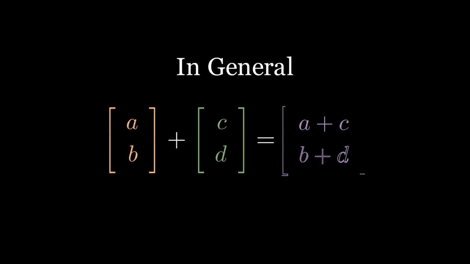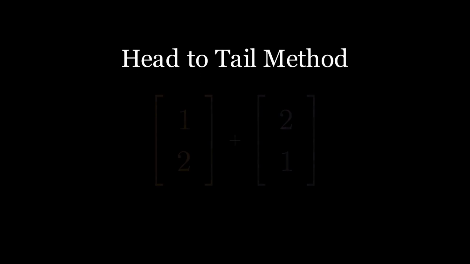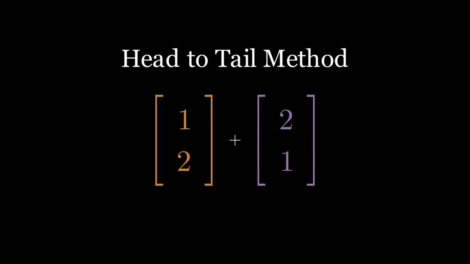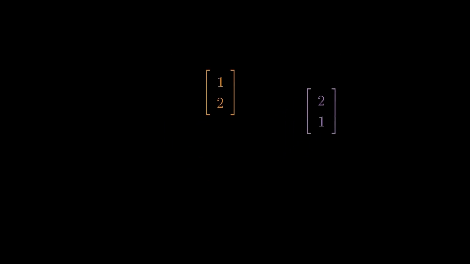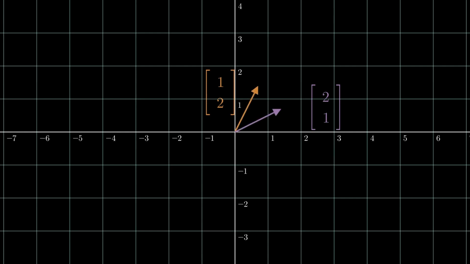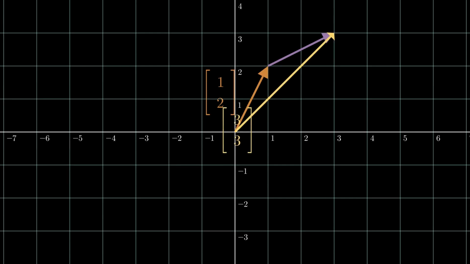So in general, when we add vector columns, we assume that they are real numbers and obey the algebraic rules of addition. Let's do one more example of the tip-to-tail method with two vector columns, 1, 2, plus 2, 1. As these have two entries, we assume that this is the real plane, or R2. We're going to add the tail of the purple vector to the tip of the orange vector and form a triangle, which is the tip-to-tail method, and the solution is a new vector, 3, 3.